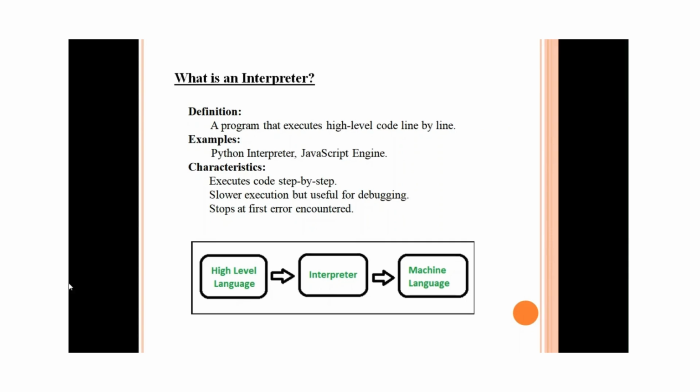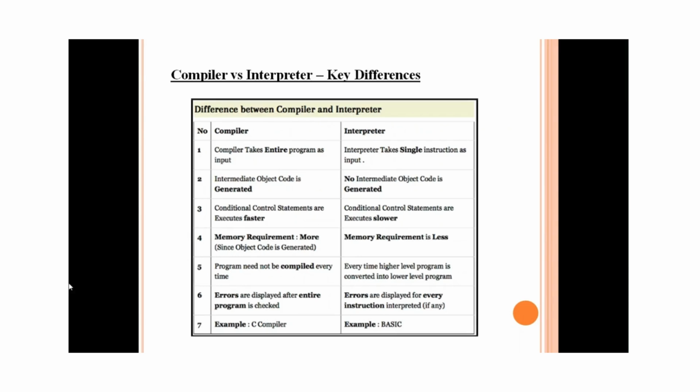It cannot consider the sixth line, seventh line, eighth line, ninth line, because it stops at that particular point and asks the user to correct it. This interpreter is used for the debugging process. These are the key differences between the interpreter and compiler.